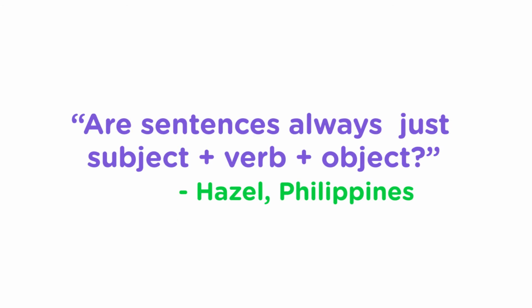Okay, we have a question from Hazel from the Philippines. She asks, are sentences always just subject, verb, object? The answer is no. What I've just shown you is a simple sentence. I wanted to introduce you to sentence parts. Of course, sentences can be much more complex than this. You can have several sentences stuck together, and you can even have sentence halves. Check out our other videos on identifying and building complex sentences.